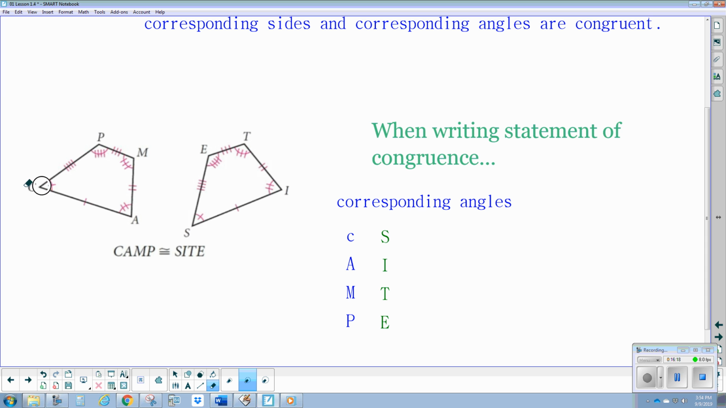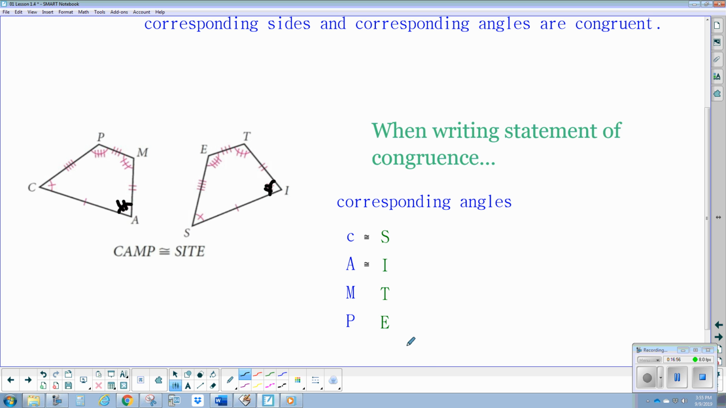So is angle C, that's an arc with one tick mark, congruent to angle S? Here we can say that angle C is congruent to angle S because we have a single arc with one tick mark and a single arc with one tick mark. Then let's look at angle A. On angle A, we have a single arc with two tick marks, and in I, we have a single arc with two tick marks. That means those two are congruent. So angle A is congruent to angle I. So these are the corresponding angles.